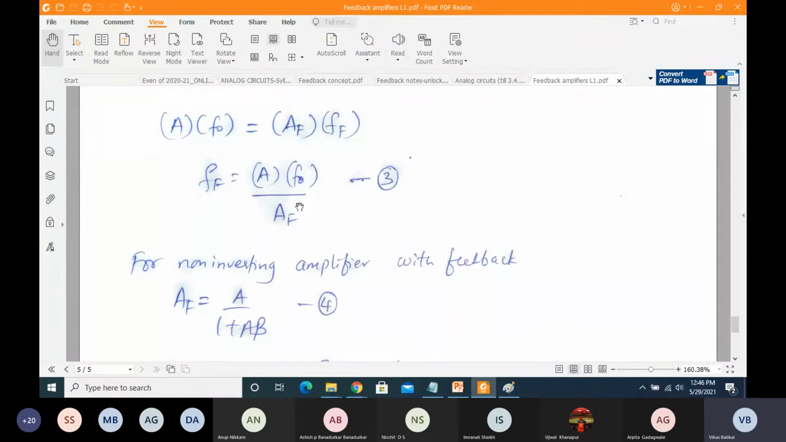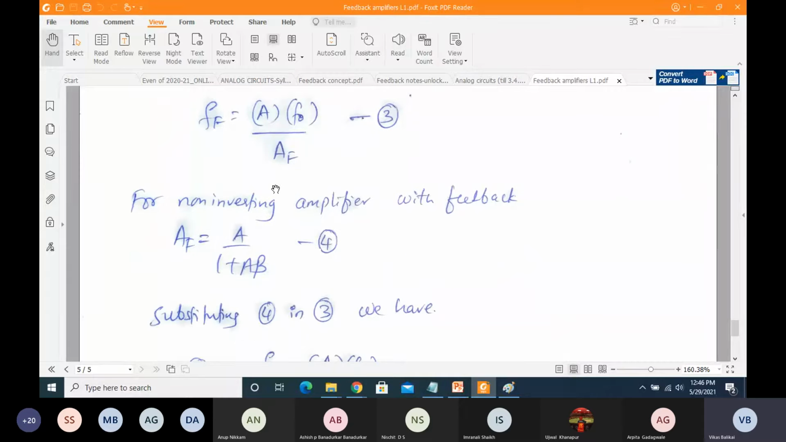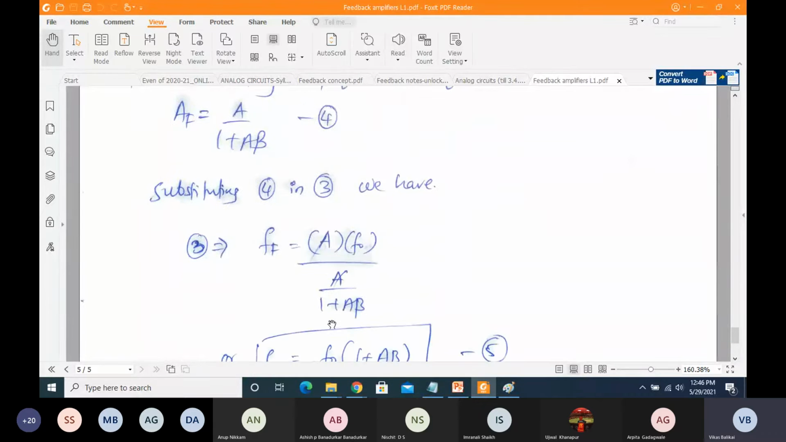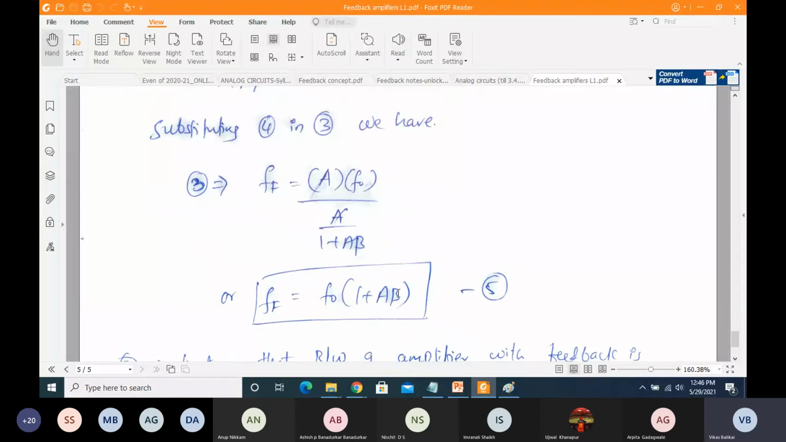For any feedback amplifier, AF is given by A divided by 1 plus A beta. If I substitute A divided by 1 plus A beta in place of AF, I get A into f naught whole divided by this entire setup. A cancels out and this term will come up. And what am I getting? The bandwidth with feedback is nothing but the bandwidth without feedback multiplied by 1 plus A beta. So basically, I am extending the bandwidth by the term 1 plus A times beta.